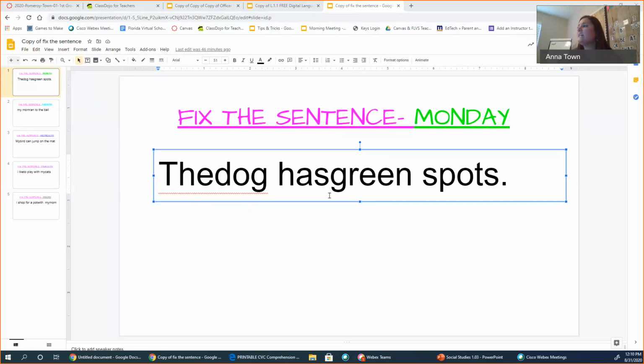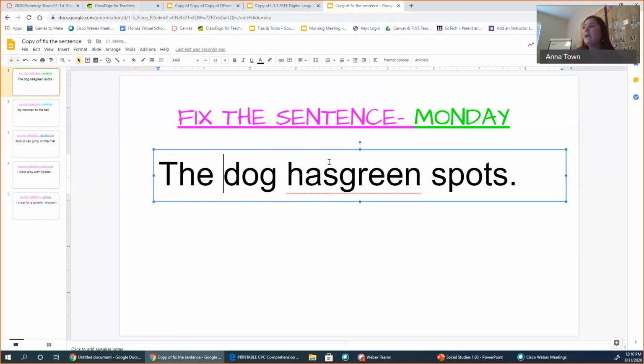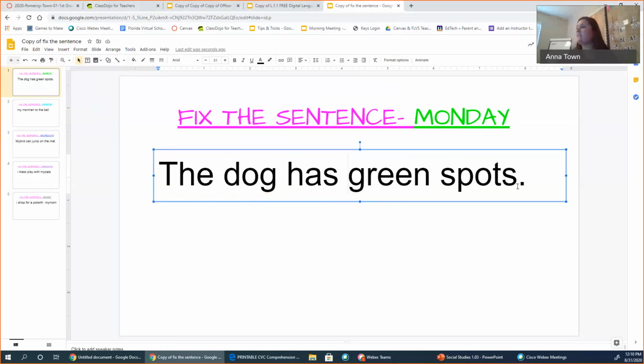The dog has green spots. The dog has green spots. Yes, we're missing spaces. We need to put a space between the and dog because those are 2 separate words. And we need to put a space between has and green because those are 2 separate words. Now, our sentence did start with a capital letter. That's great. It did end with a period. That's awesome. And now that we put spaces between it, it has spaces between the words, all of them. And it has a verb, which is has, and the noun is dog.